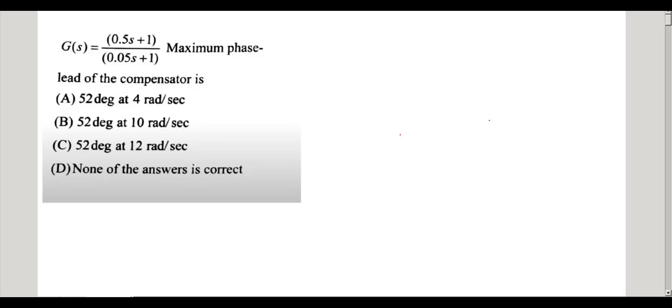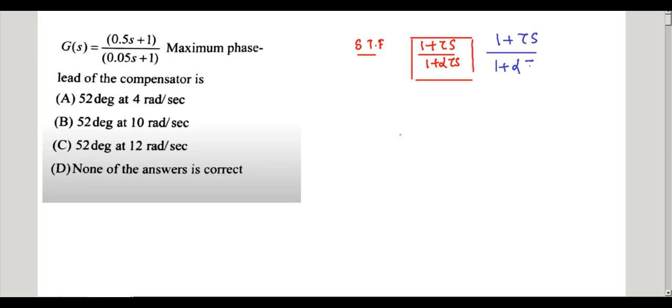Next question: the maximum phase lead of the compensator. Let's see here. The standard transfer function model of the lead-lag compensator is 1 plus tau s by 1 plus alpha tau s. Here we have 1 plus time constant into s by 1 plus alpha into time constant s. If alpha is less than 1, it is a lead compensator. If alpha is greater than 1, it is a lag compensator.